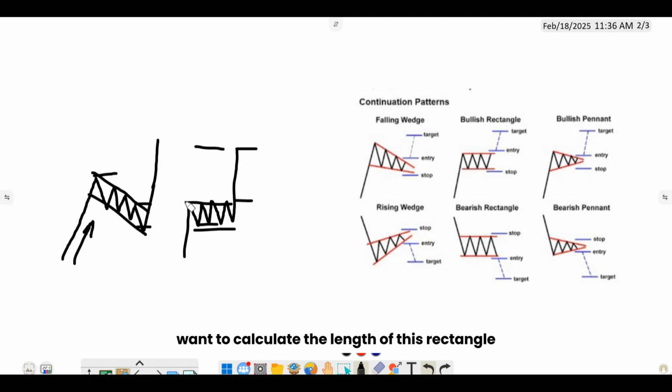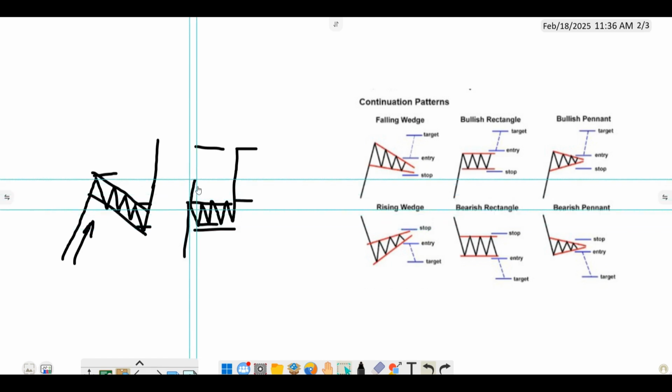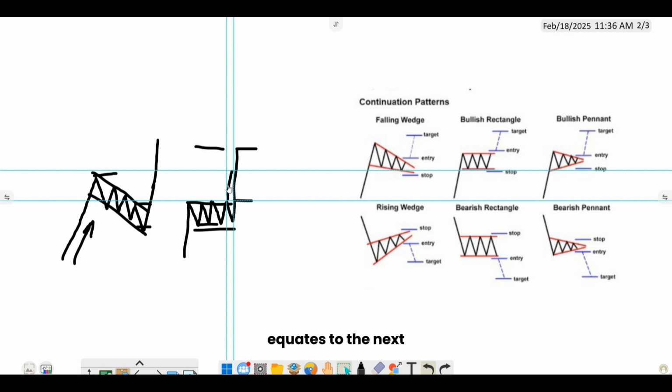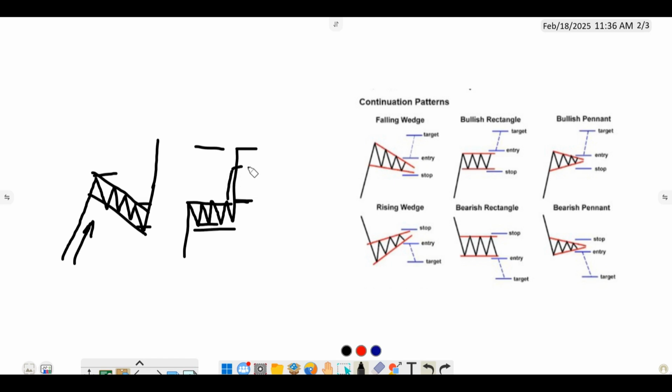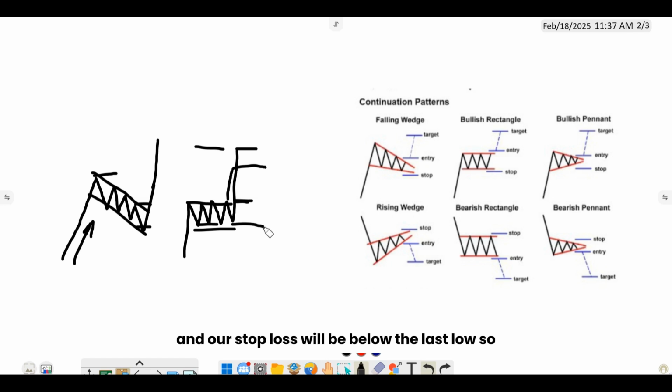For the rectangle, we want to calculate the length of the rectangle, bring out that length, equate it to the next high, and enter from wherever the rectangle breaks out. So the same length that happened within the rectangle, we carry that length and use it as our take profit target. Our stop loss will be below the last low.